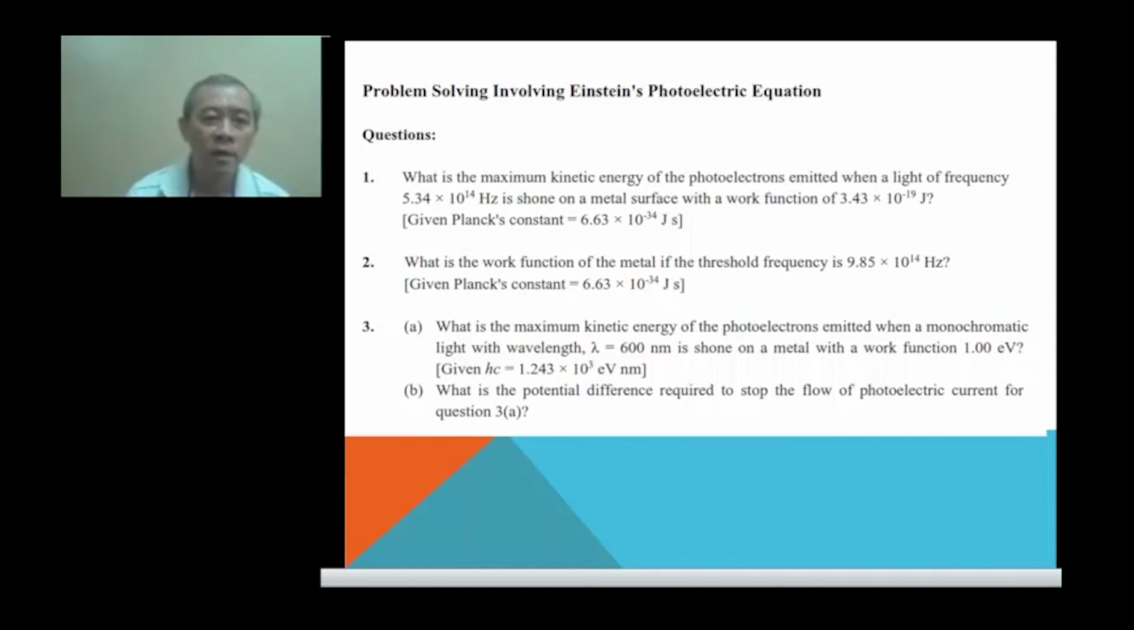Okay, last. Do practice to become familiar with all the formulas used in solving problems. Try to do this exercise. Three questions.